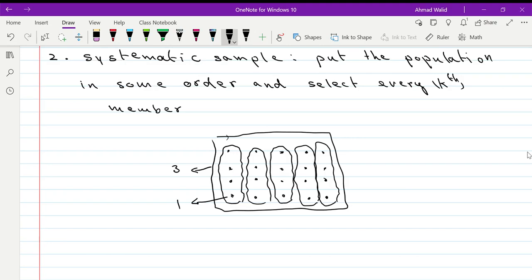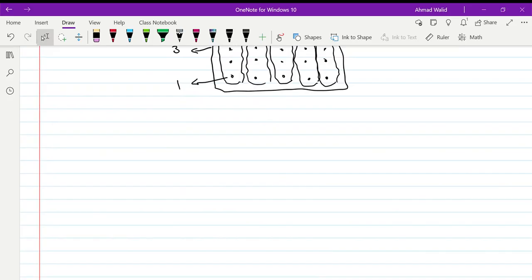What I did here, first, I ordered my population. Then I select every nth or kth member from the group. This type of sampling, we call it systematic. Correct? You use a system to select your sample.